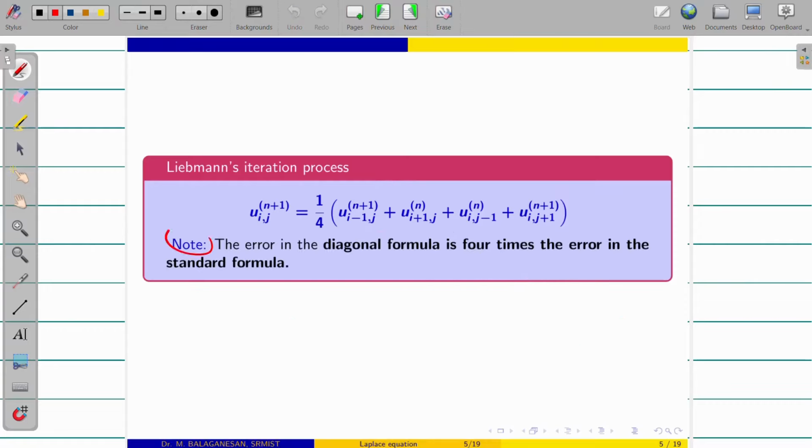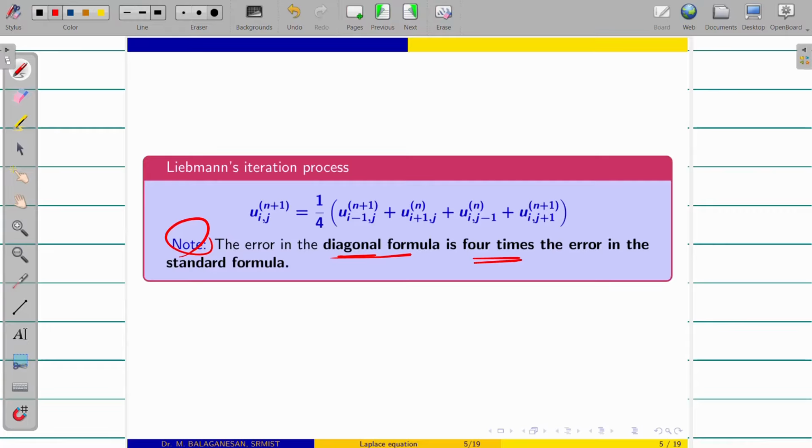Important note here, it will appear in MCQs also. The error in the diagonal 5-point formula is 4 times the error in the standard 5-point formula. Is it clear? So the error will be more in which one, the standard or the diagonal? Yes, it is in the diagonal 5-point formula only.